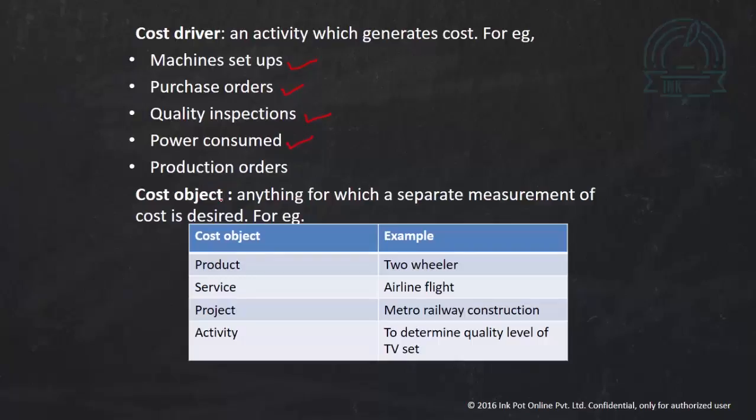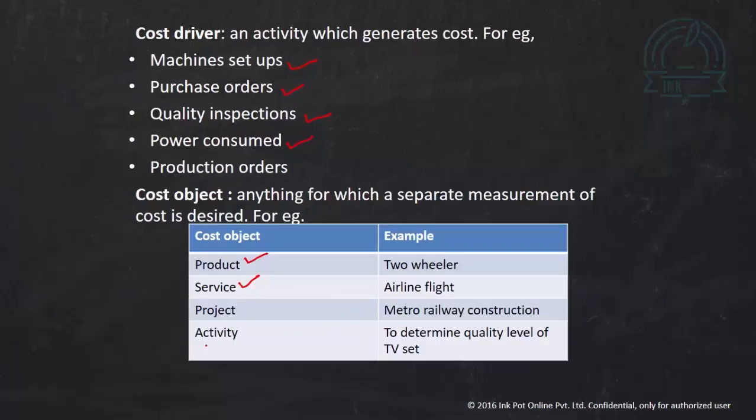Now next, cost object. So cost object is an item for which cost is compiled or accumulated. Now we are calculating the total cost of a product. We are accumulating all the cost, and we are calculating cost of a service. So if we are calculating the cost of a two-wheeler, it is a product. So cost object is a product. If we are calculating an airline flight, it is a service. So we will say the cost object is a service.